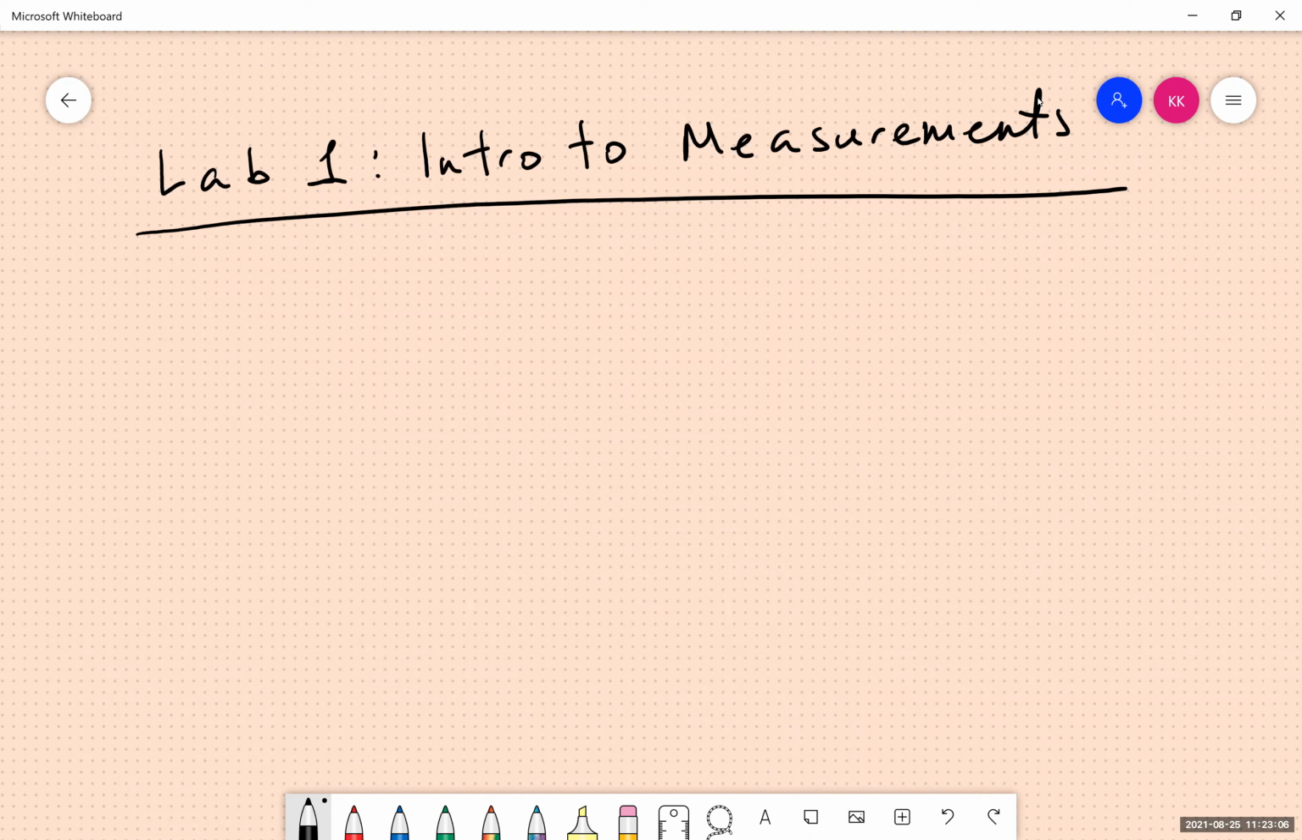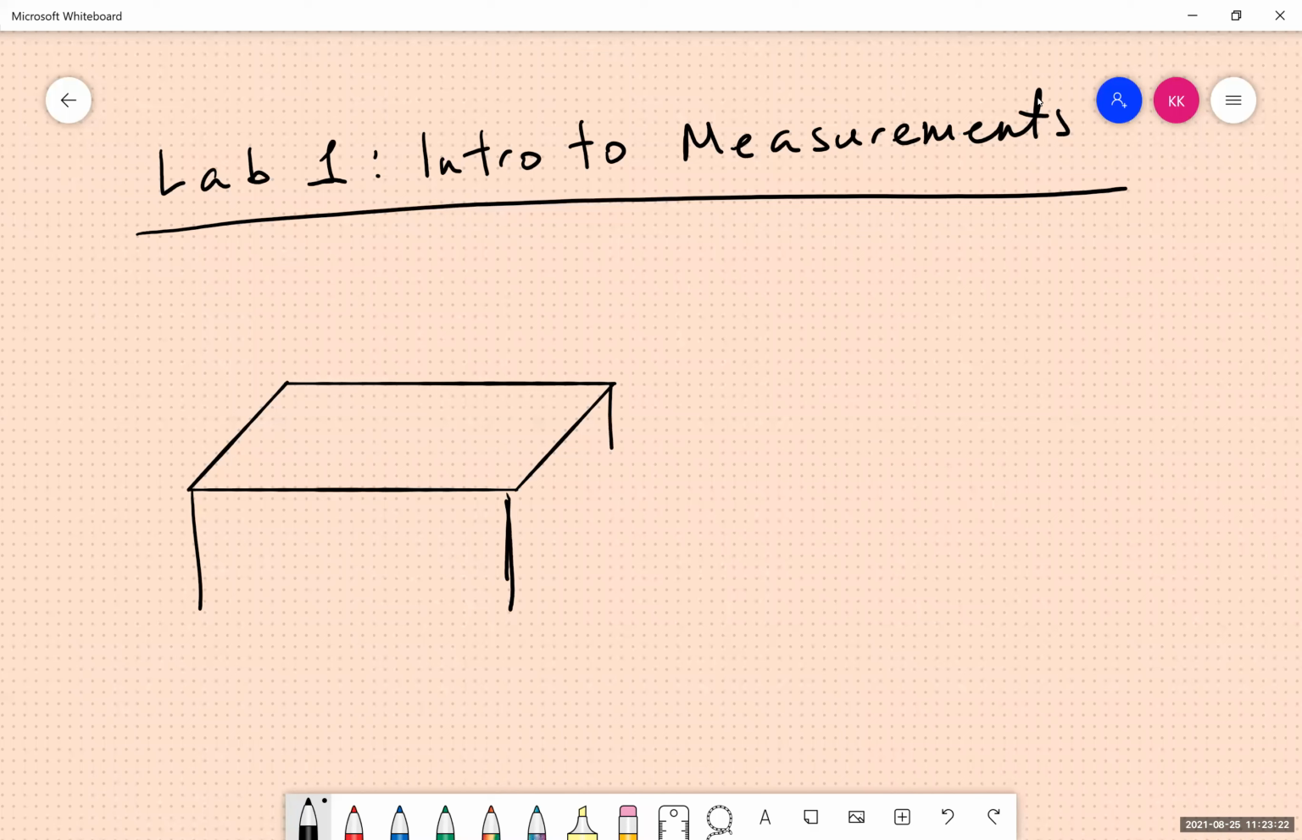Again, you can think of anything in front of you, but I'm going to give you an example. Let's say there's a table in front of you. Here's a table, and let's say those are the legs of the table. One of the things we can do here is measure the length and the width of the table. Let's take this side to be the length, and this side to be the width of the table. So your task is to find the length and the width of the table.